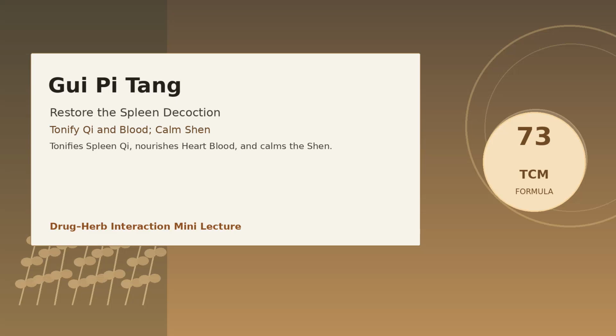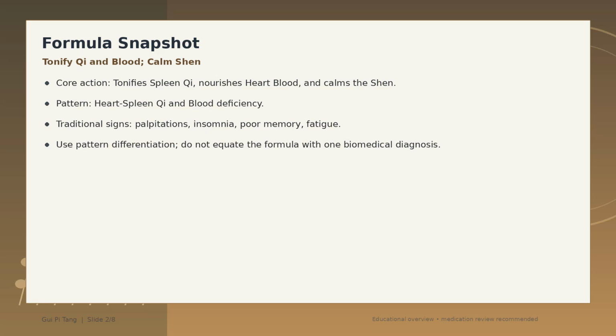This mini-lecture focuses on the formula logic, recognizable pattern features, and practical drug-herb interaction screening. It is an educational overview, not an instruction to self-prescribe. Start with the pattern rather than the disease label. The traditional target pattern is heart-spleen qi and blood deficiency.